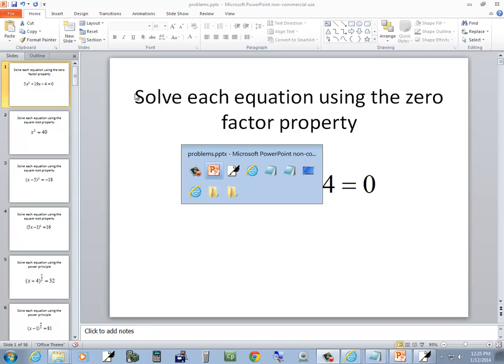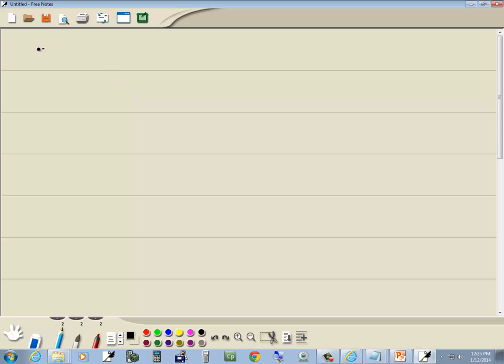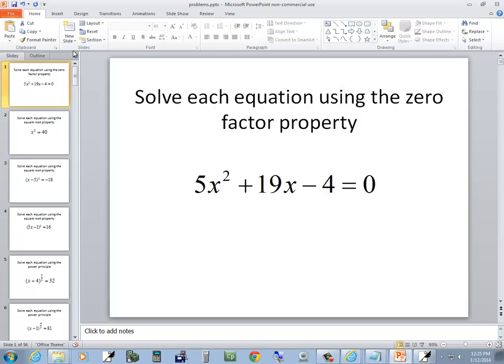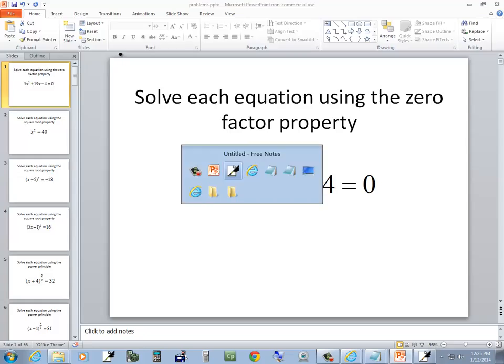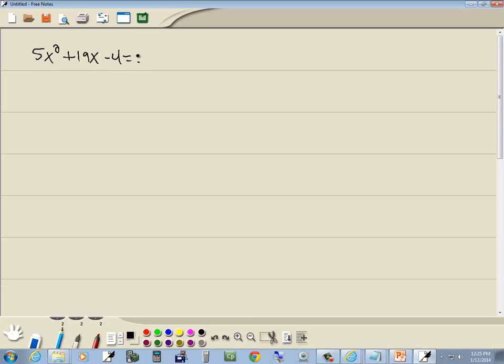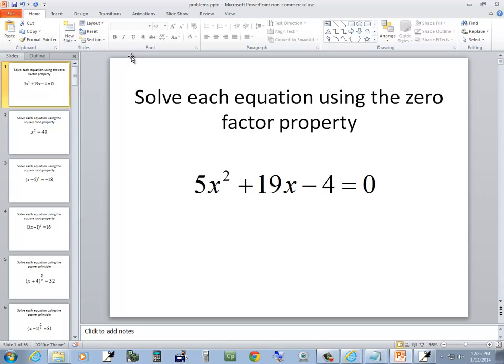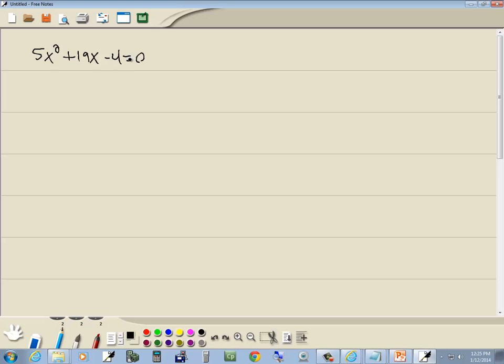Take a look at this problem. We got 5x squared plus 19x minus 4 equal to 0. And we want to solve each equation using the zero factor property.